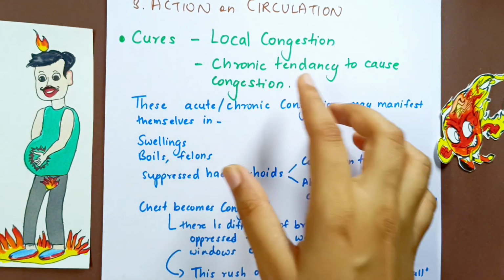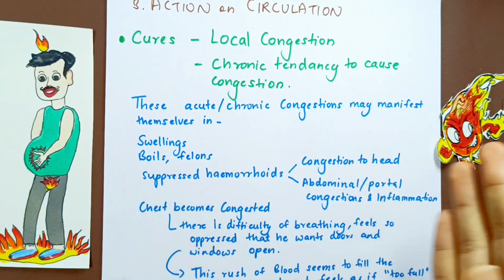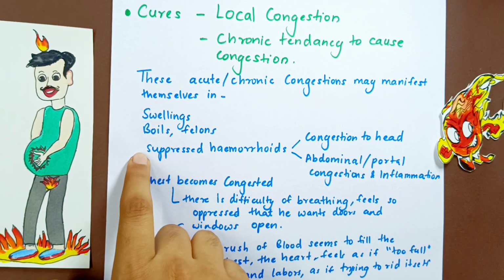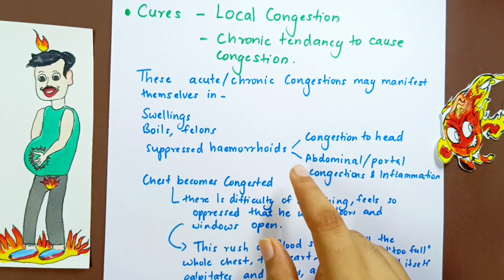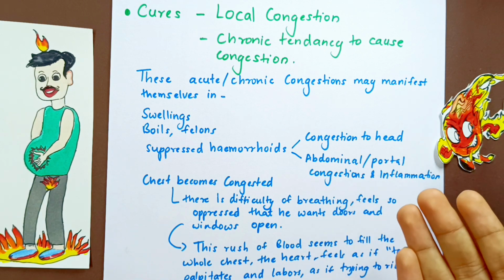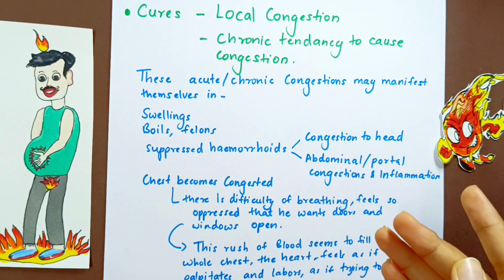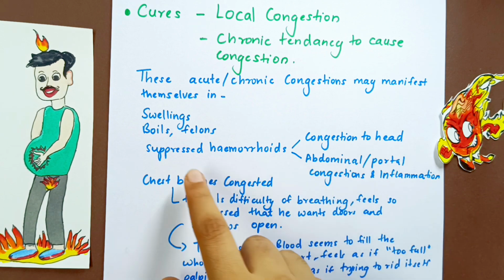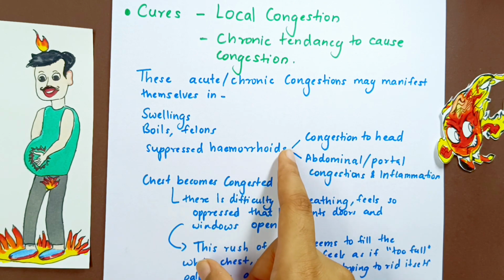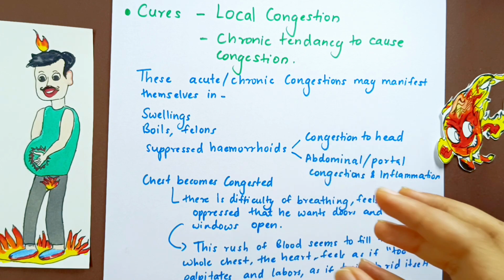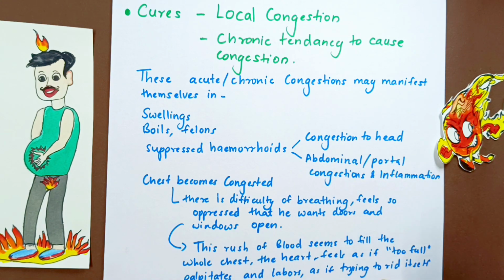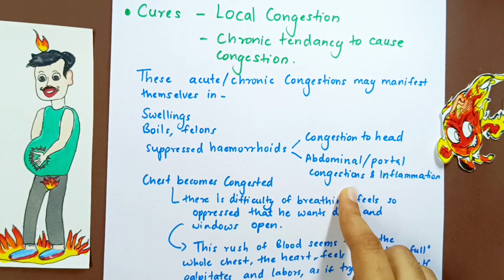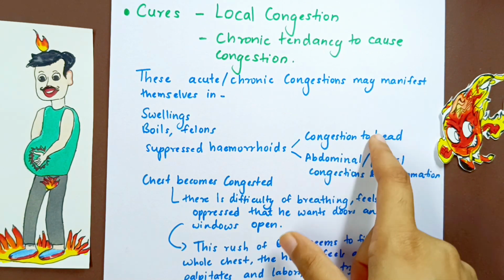So how does it manifest? These acute or chronic congestions manifest themselves in swellings, boils, felons, and suppressed hemorrhoids may be there. You had hemorrhoids and you suppressed them, meaning maybe you did a surgery of hemorrhoids or something like that, and it finally leads to congestion to the head. Earlier there were hemorrhoids and all the blood was going into them, but now it is going to the head, or abdominal or portal congestion and inflammation. It is now causing this or this.